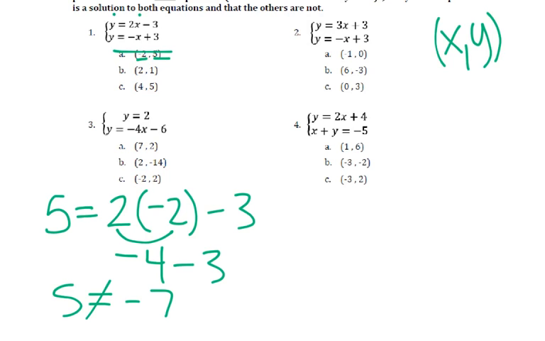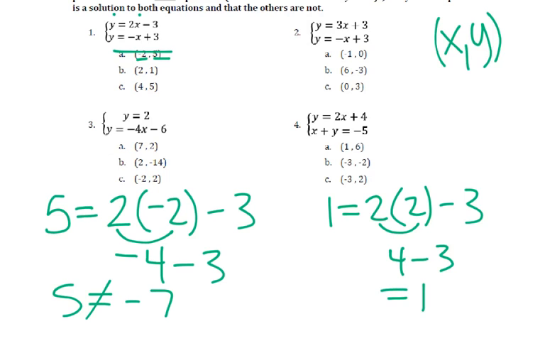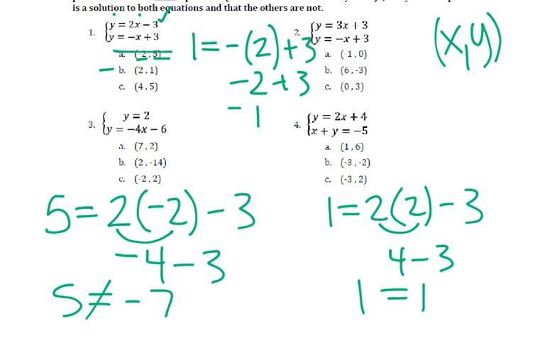And we try b. So the y value in, then 2 times the x value. 2 times 2 is 4, minus 3 is 1. Does 1 equal 1? Yeah. So b works in the first one. Does it work in the second one? 1 for y, negative, and then the x value of 2, plus 3. -2 plus 3 will give us +1. That one checks off as well. So there's our answer.